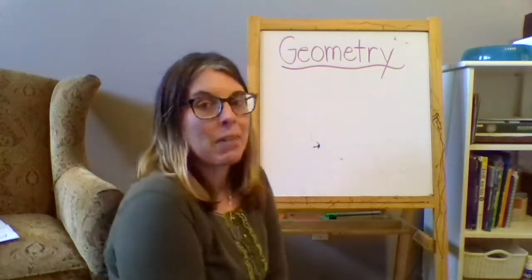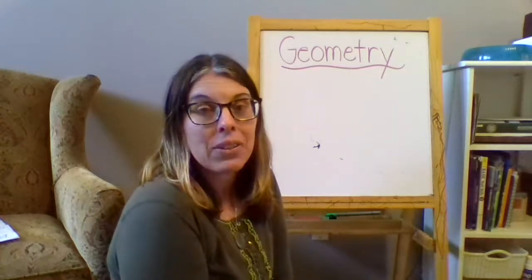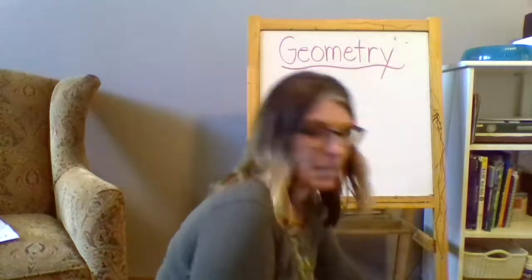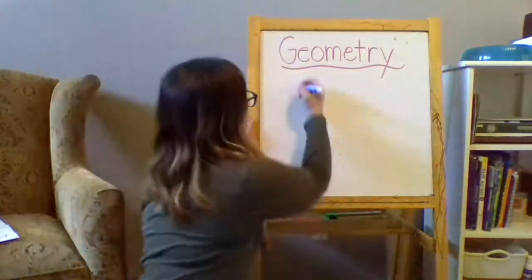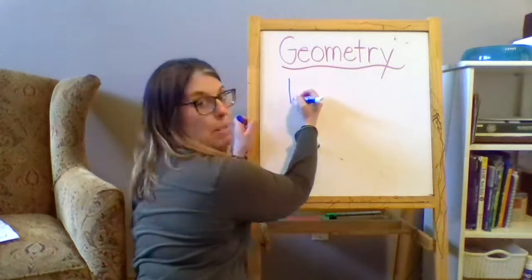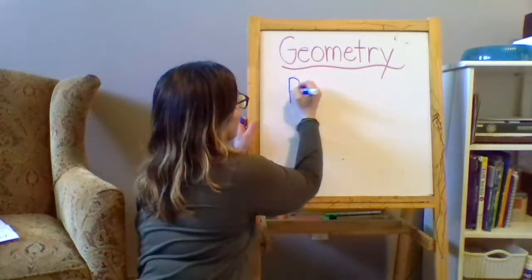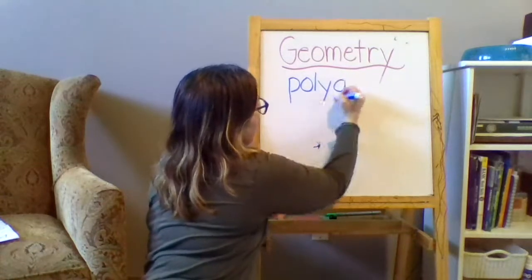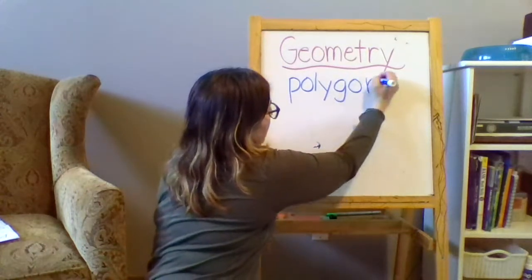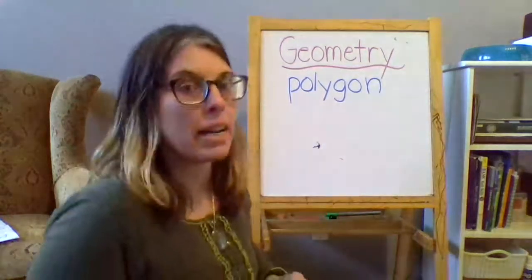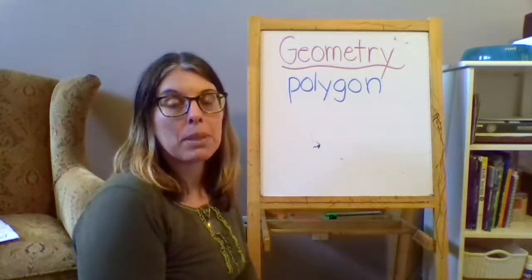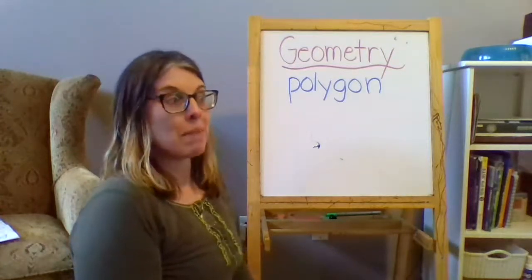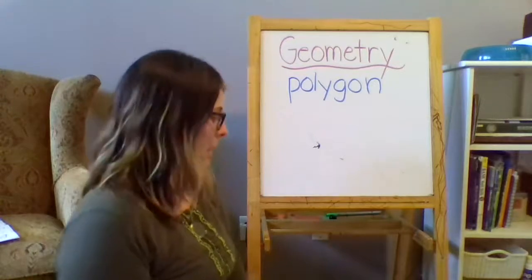So to start out with, I'm going to teach you an interesting geometry word. The word is polygon. Okay, so I'm going to write that up here. Starts with what letter? P. Polygon. Okay. So polygon is a word that describes particular shapes. There's some rules about the shapes to make them a polygon. Okay, let me tell you.